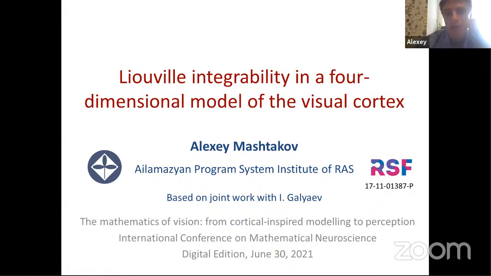First of all, I would like to thank the organizers for the possibility to participate in this very nice mini symposium. I will speak about a 4-dimensional model of the visual cortex, and namely about integrability of the geodesic flow on it.